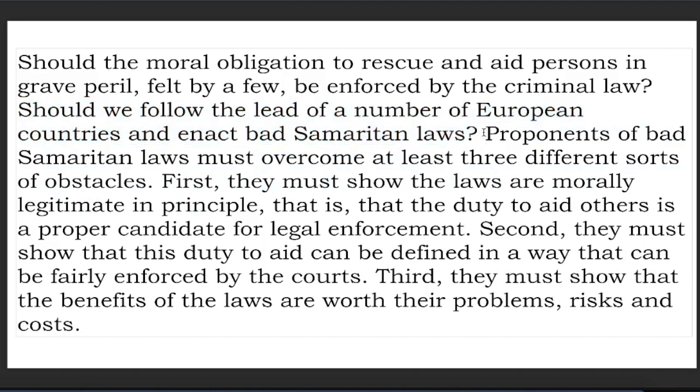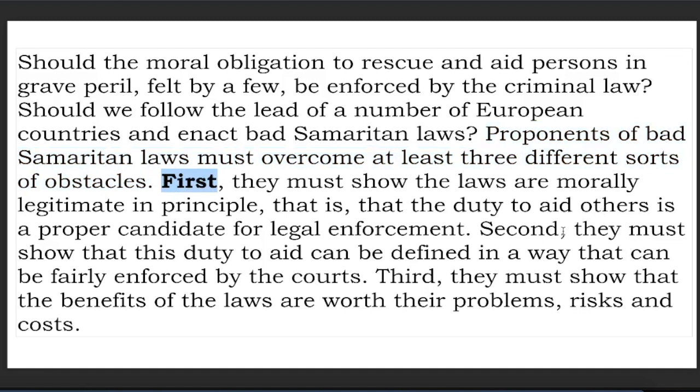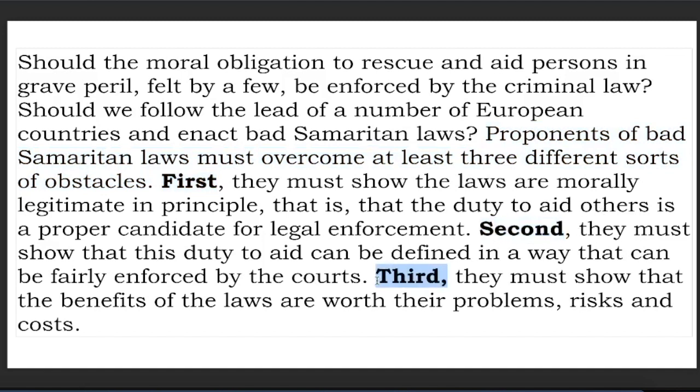So now my questions are over, and perhaps this is where my main idea starts off. The story goes that proponents of bad Samaritan law must overcome at least three different sorts of obstacles. So let me first find those three. This is the first one, there is a second one, and there is a third one. Let me go back to my story. Proponents of bad Samaritan law must overcome three different sorts of obstacles.